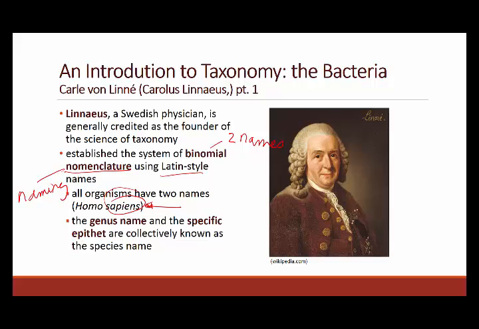Currently there are no other living species within the genus Homo. But as we look back in the fossil record, we can find a number of species that had the genus name Homo. Collectively, the genus name and the specific epithet together are referred to as the species name, or sometimes you'll hear people talk about the scientific name. Species name and scientific name are the same thing.